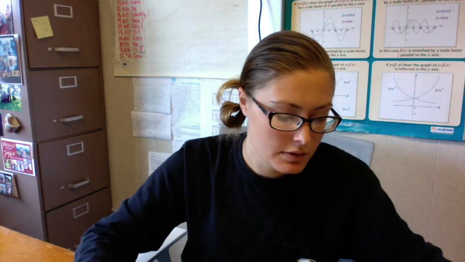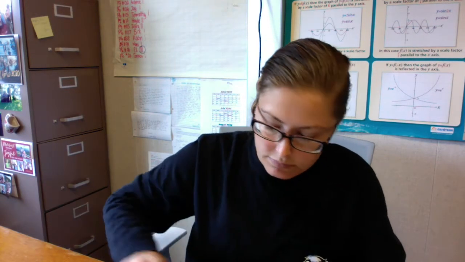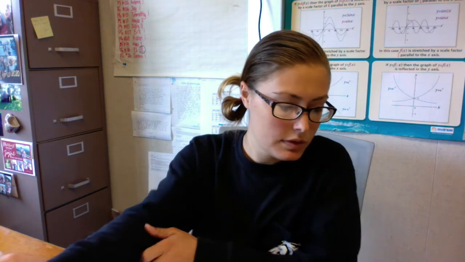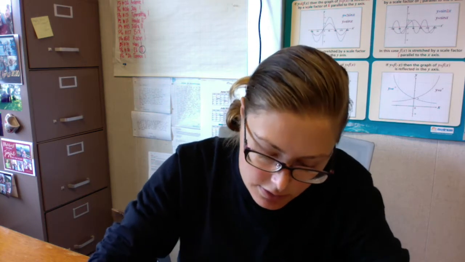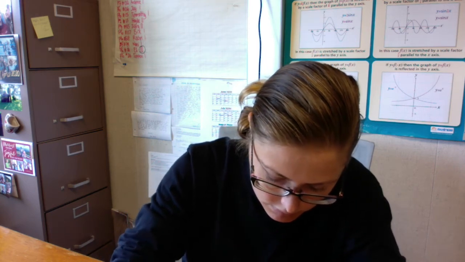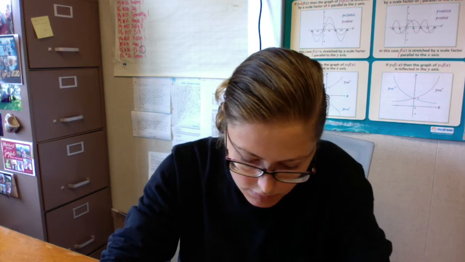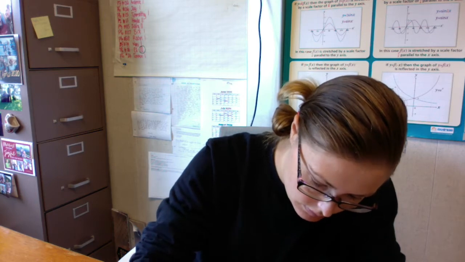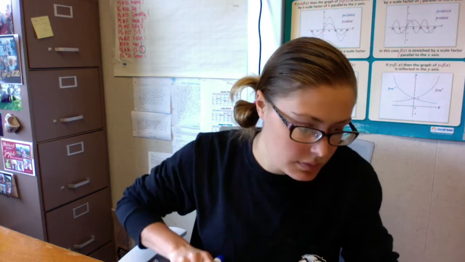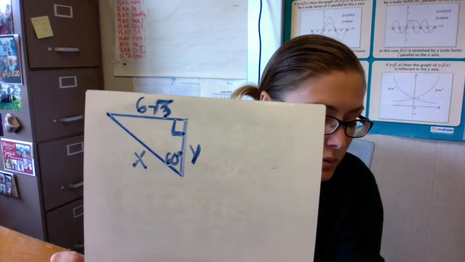Okay, that's the algebra review. So now we're moving on to the application and extension problems. Directions, find the missing sides. So we have our first triangle. That's for number one.